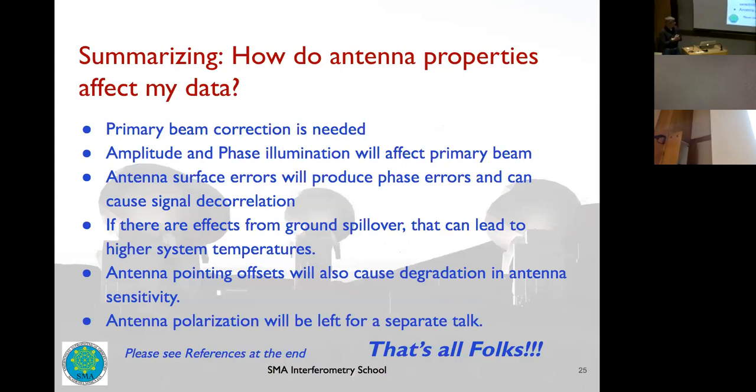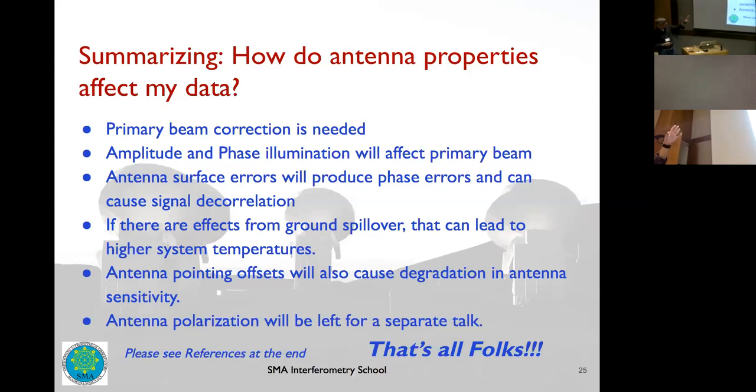Okay, this is my last slide. Most of the time you don't really care, as when you get your data, you get your data, but there are some things that affect your data. Obviously the biggest thing that matters to someone who gets their data is the primary beam correction. If you have an extended source and you need to know the flux and amplitude accurately, you need to know what the primary beam correction is. Again, that will probably be provided to you, but it mainly depends on the dish.